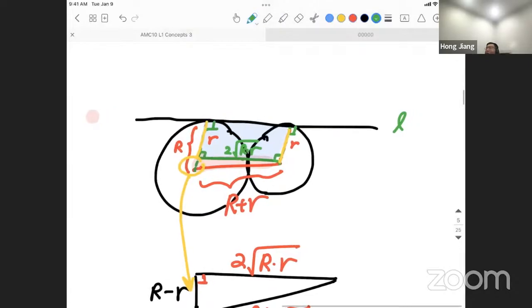Because you know your blue region is what? It's actually a rectangle. So therefore, this part is also 2 root big R small r. What is this part? This is exactly the length of your common tangent line, right? You have a common tangent line tangent to these two circles. Of course, it touches these two circles. So the length of this guy is exactly 2 under root big R and small r.